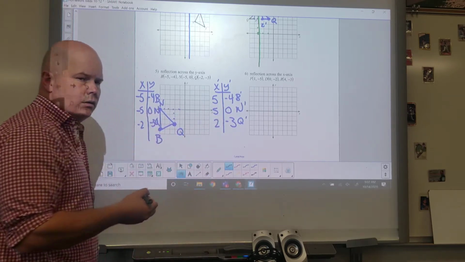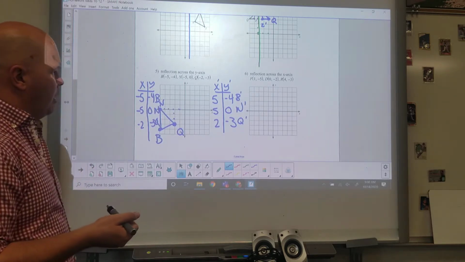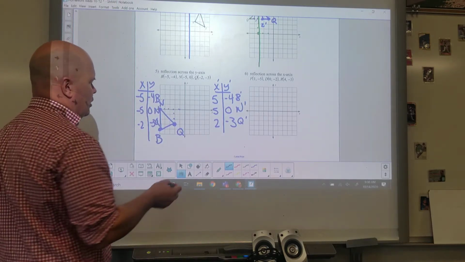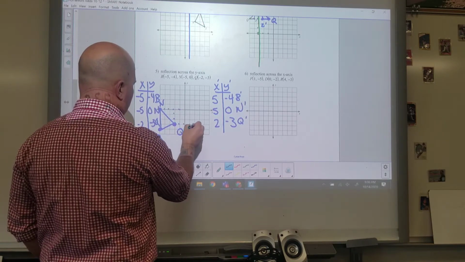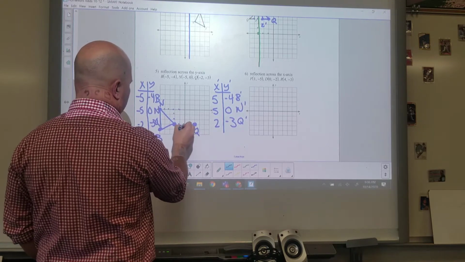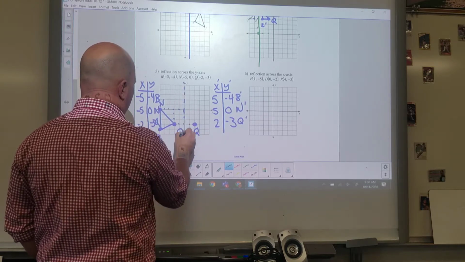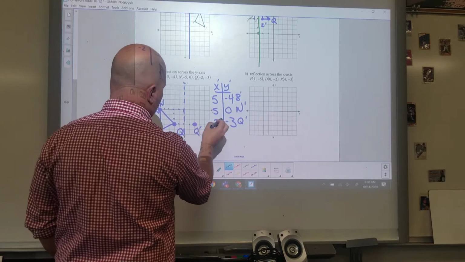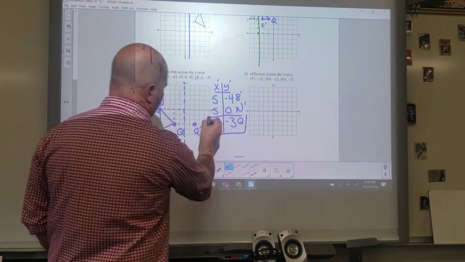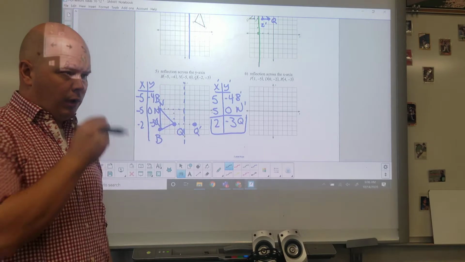And if I want to, I already have my points, so I'm just going to check. Let's take my Q and count it. That's where Q prime would go, because it's 2 from my line of reflection. So 2 off it. Q prime is at 2, negative 3, which works out. So I know I did that one right, okay?